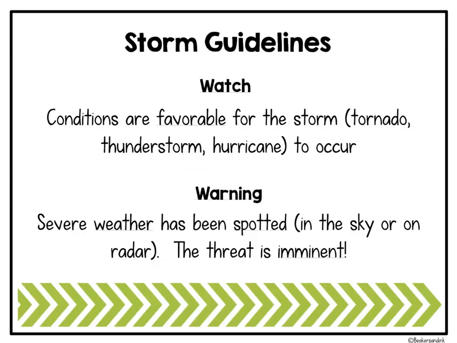And the last thing we're going to talk about today is the difference between a storm watch and a storm warning. Sometimes you might notice on your cell phone that there is a thunderstorm watch or a thunderstorm warning or a tornado watch or warning. So the big idea is this. A watch means that the conditions are favorable or possible for that storm to occur. A warning means that severe weather has already been spotted. It's been spotted in the sky or on Doppler radar. The threat's imminent. It's coming. It's on its way. A warning is more severe than a watch.